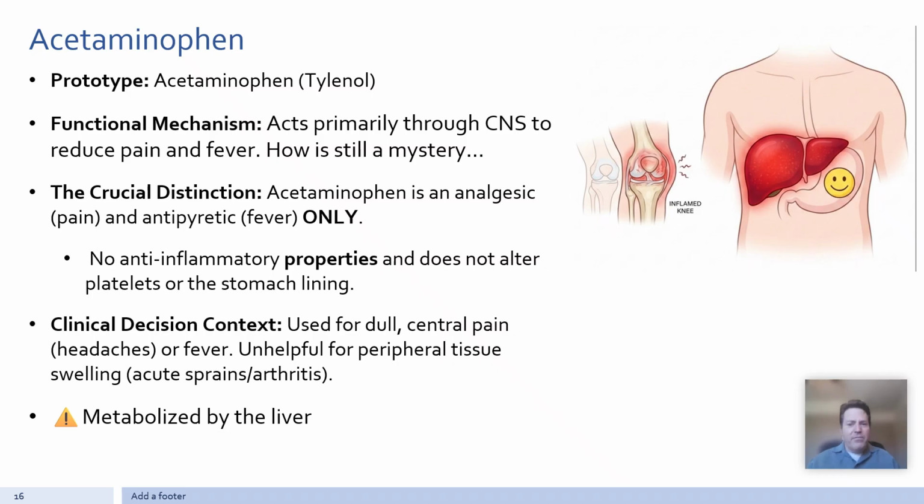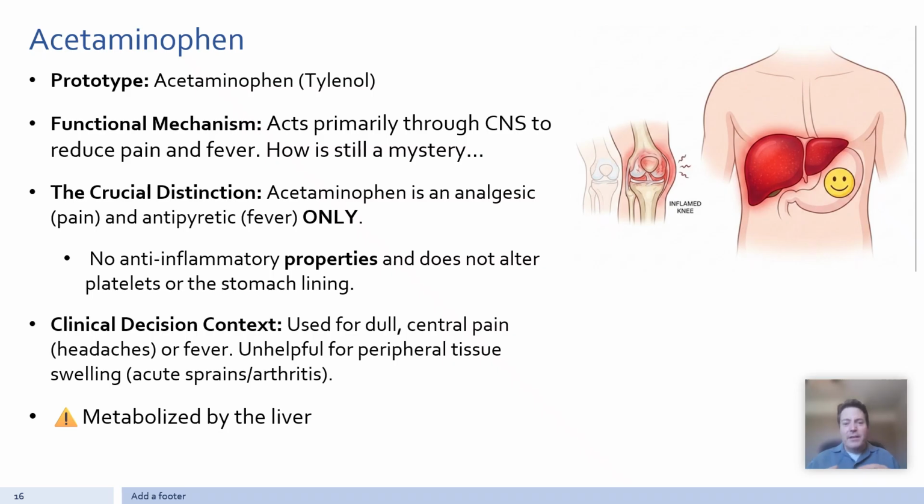But it does have a fatal flaw. It's metabolized exclusively by the liver, like a lot of medications, but it can lead to liver toxicity and death. So acetaminophen, it's like Tylenol. Its functional mechanism, it acts primarily through the central nervous system to reduce pain and fever. How it works, it's still a mystery.